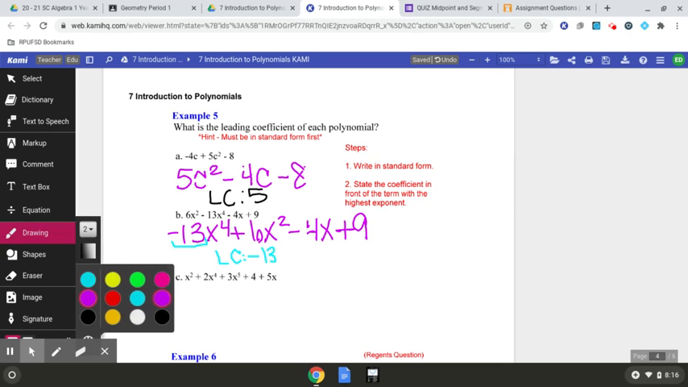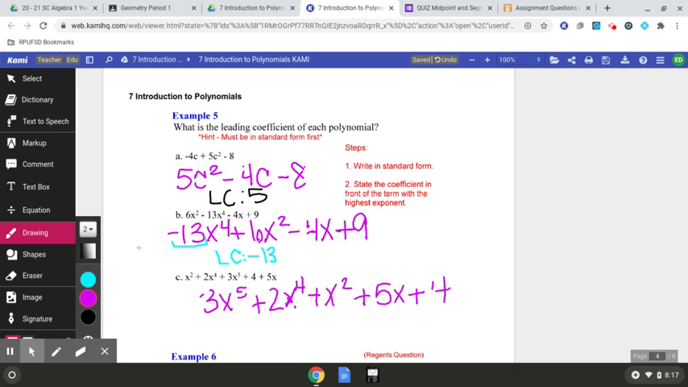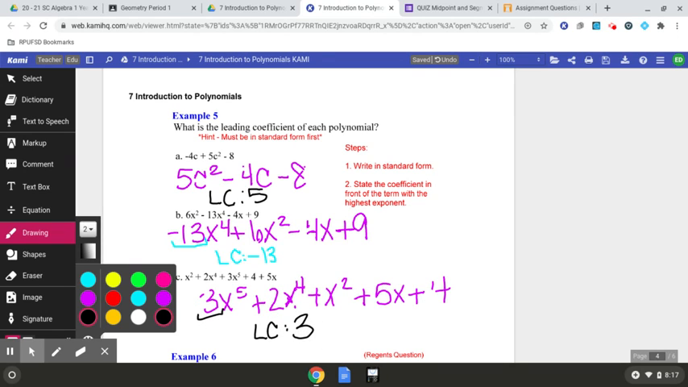The next one, the highest exponent is the 5, so it's 3x to the 5th. Then it would be the 2x to the 4th. Then if I keep going, it would just be plus x squared. Then it would be positive 5x. And then plus 4. So there's a lot of terms here. So my leading coefficient now is the number in the front, which in this case is a 3.